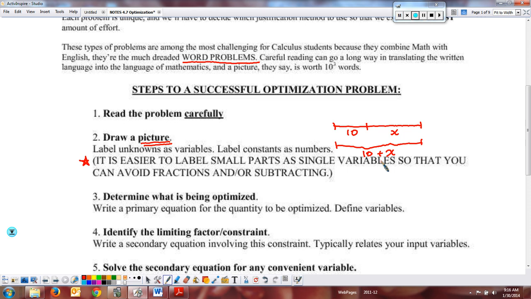So if you can avoid a fraction, avoid subtracting. There are different reasons for that, but typically that's what you want to try to do. What I'm contrasting this with is if you had the same scenario and you called that 10, you called this x, and then you called this 10 minus x. It's okay to do that, but it does typically lead to more complications. So you do try to go with this version. Label the small parts as your single variables.